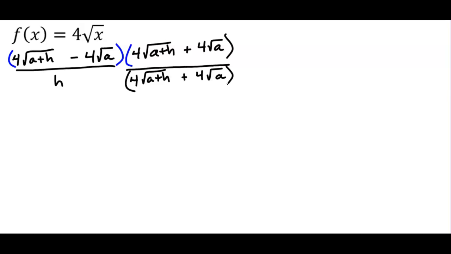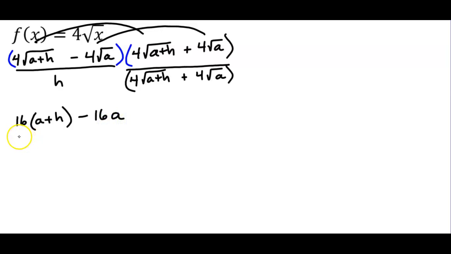So then, let's see, where do I want to write this? I'll go underneath. So when I multiply, I'm multiplying these. That's going to give me 16 times a plus h. The middle terms are going to drop out. That's the beauty of multiplying by the conjugate. So I'm really not going to write those. And then I'm going to multiply these two. It's going to be minus 16 times a. And then in the denominator, I'll have a bit of a mess. But that's okay.